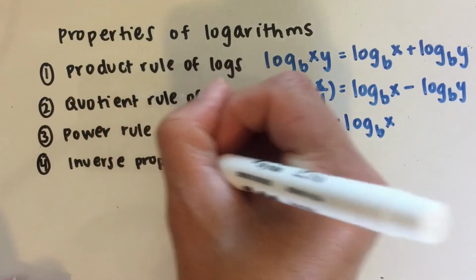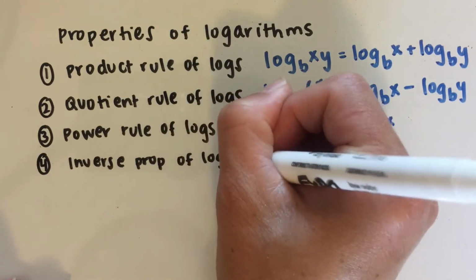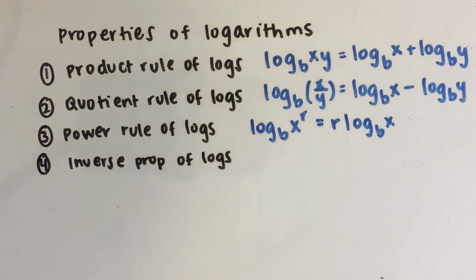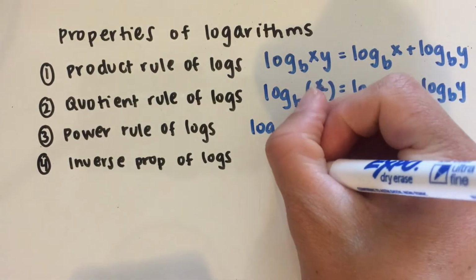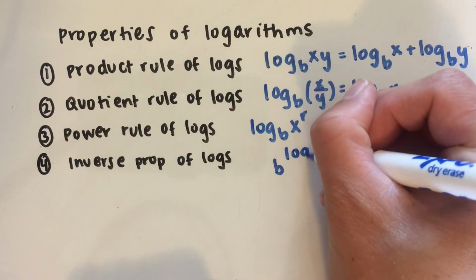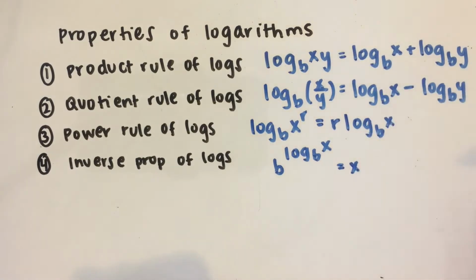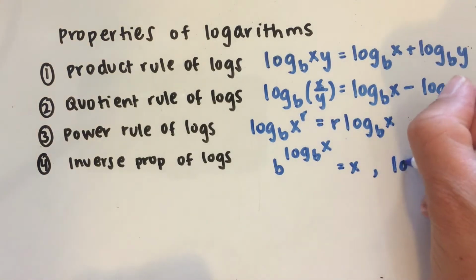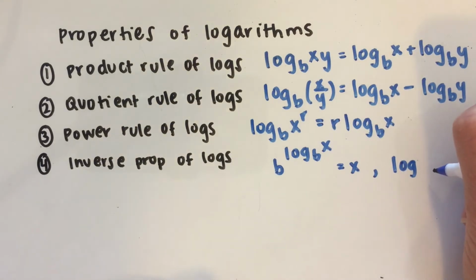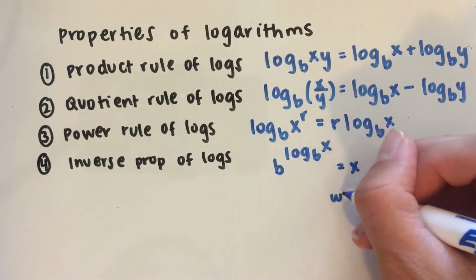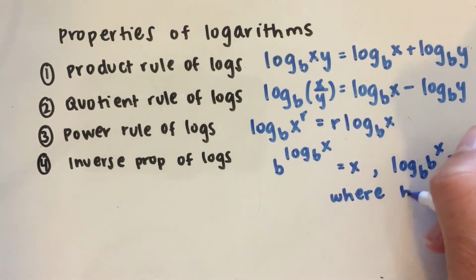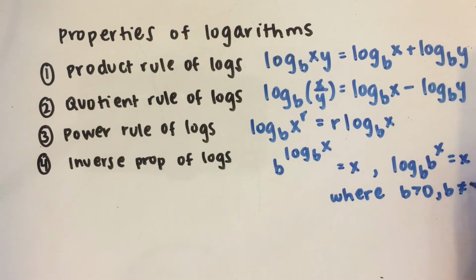Then there are the inverse properties of logs. So if you have b to the log base b of x, that is the same as x. And if you have log base b of b to the x, that is the same as x. And this is where b is greater than 0 and not equal to 1, and x is also greater than 0.